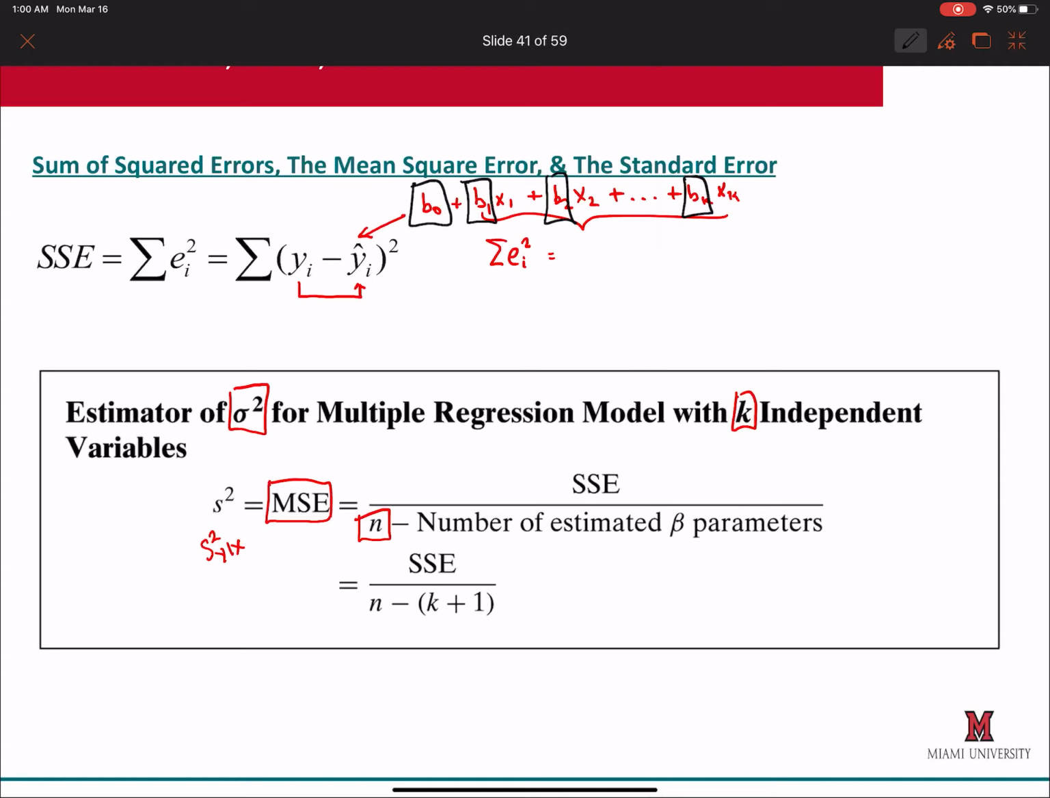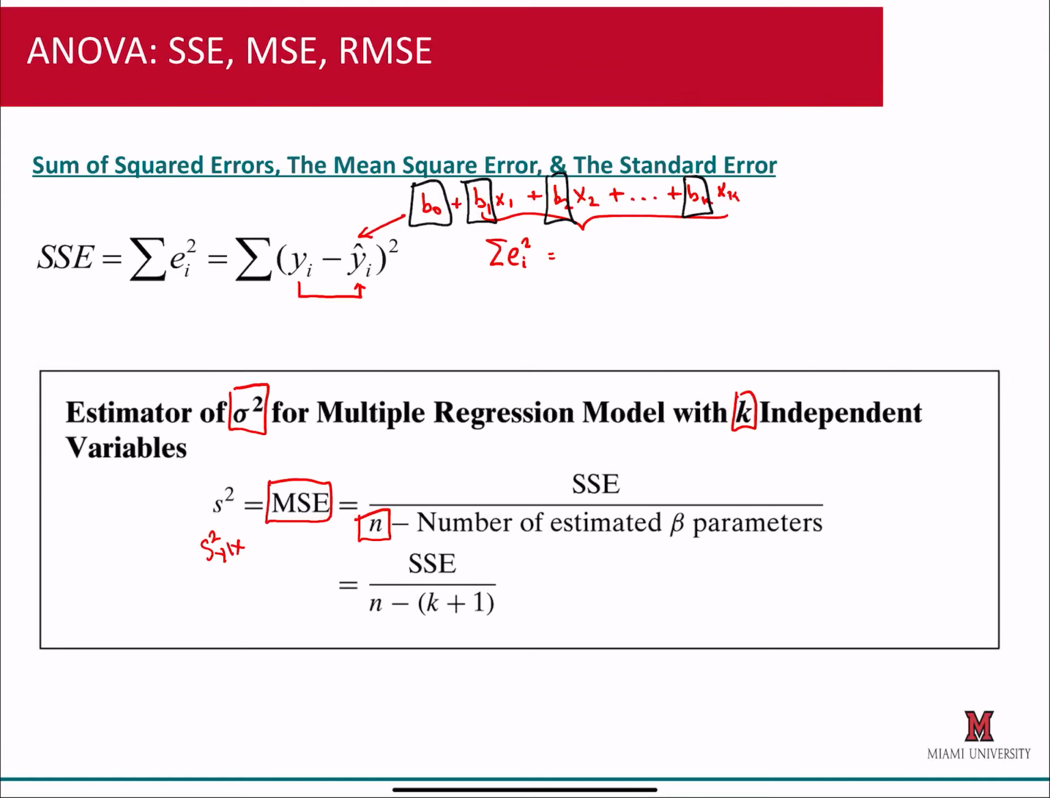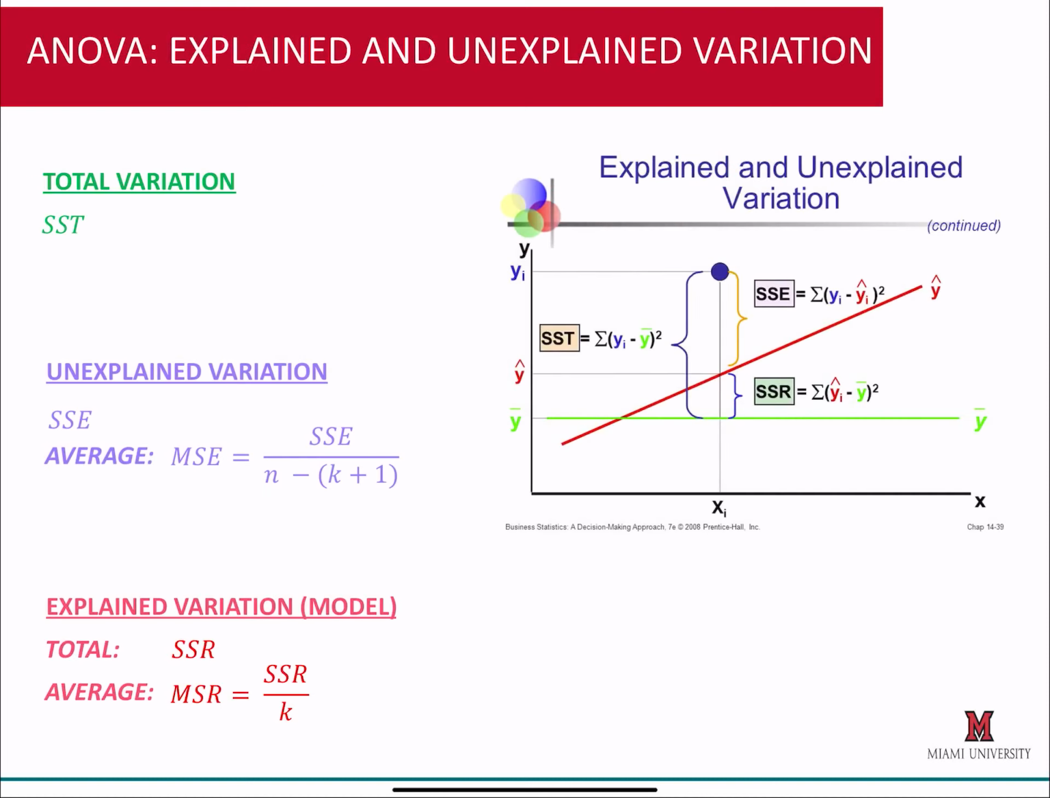In other words, we can say that is n minus the number of slopes plus 1, so that would be n minus (k plus 1). We call these the degrees of freedom, the degrees of freedom of the unexplained variability. There are also other degrees of freedom that we will refer to, specifically the model degrees of freedom. I'll explain that now in terms of the explained and unexplained variation.